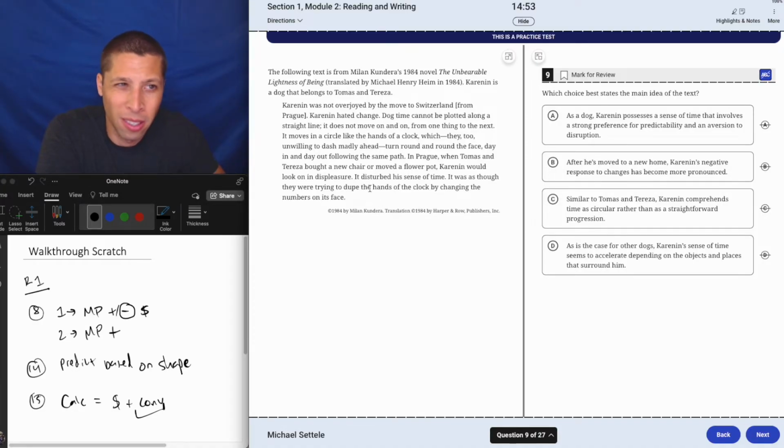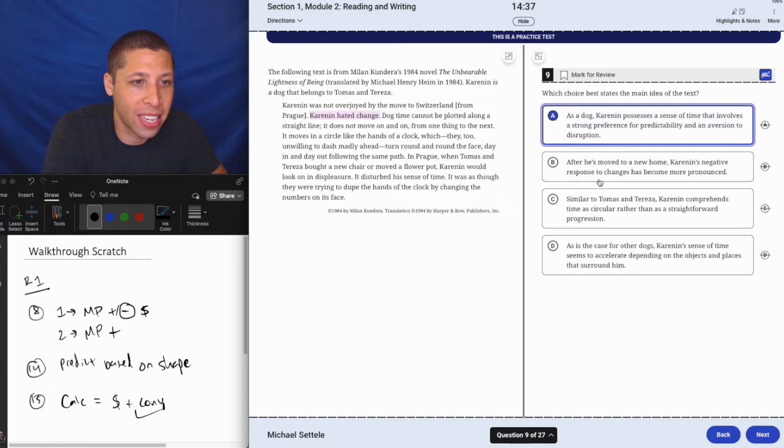Okay, the dog doesn't like change is really what, yeah. I mean, literally it says that. This is my main idea. As a dog, Karenin possesses a sense of time that involves a strong preference for predictability and aversion to disruption. Like, that's literally just a fancier version of that sentence. After he's moved to a new home, Karenin's negative response to change has become more pronounced.